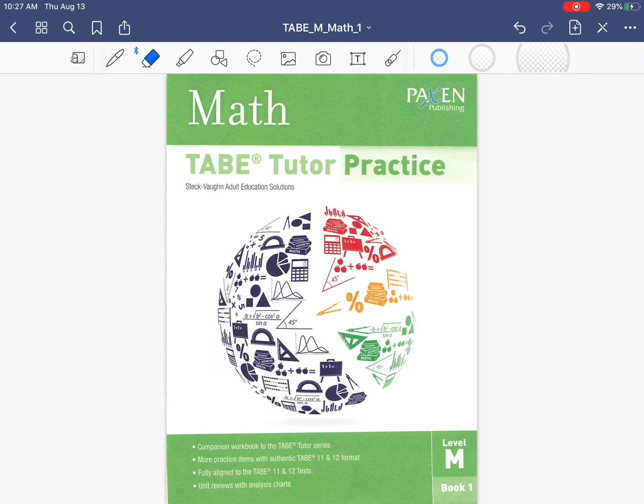Hello there. We're here today to do some math exercises in this workbook. This is called the TABE Tutor Practice Level M book, and this is book 1. The math for this series has 2 parts, so I am looking at the first book. And you can get these workbooks from your teacher.